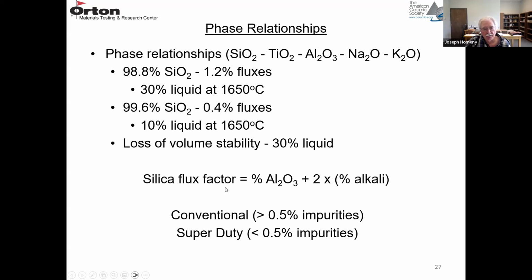So there's a factor here for silica. If you take the percent alumina plus 2 times the alkali content, 2 times the sum of the Na2O and K2O, that gives you these different percentages. If it's a conventional silica refractory, this factor will be greater than 0.5% impurities. If it's a higher performance super duty silica, it's going to be less than 0.5% impurities.